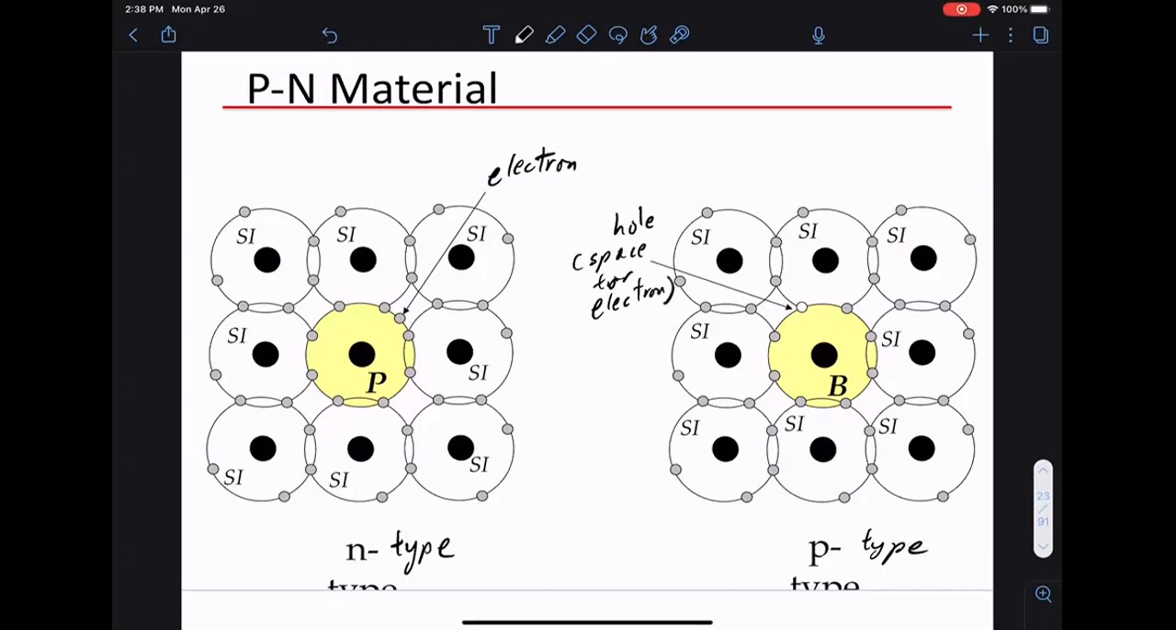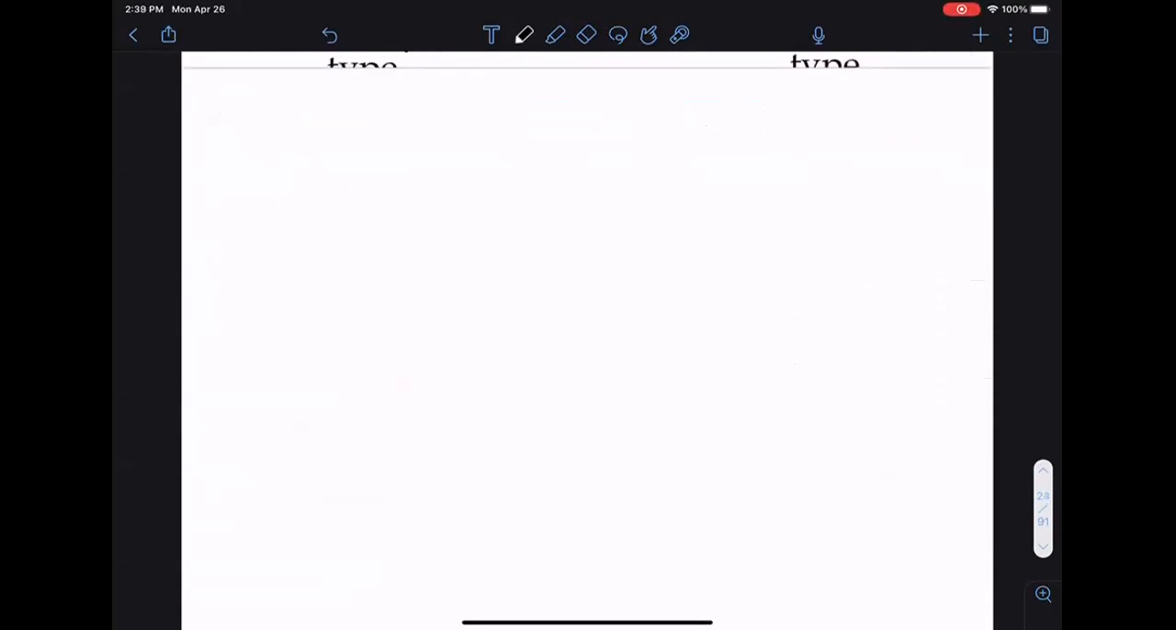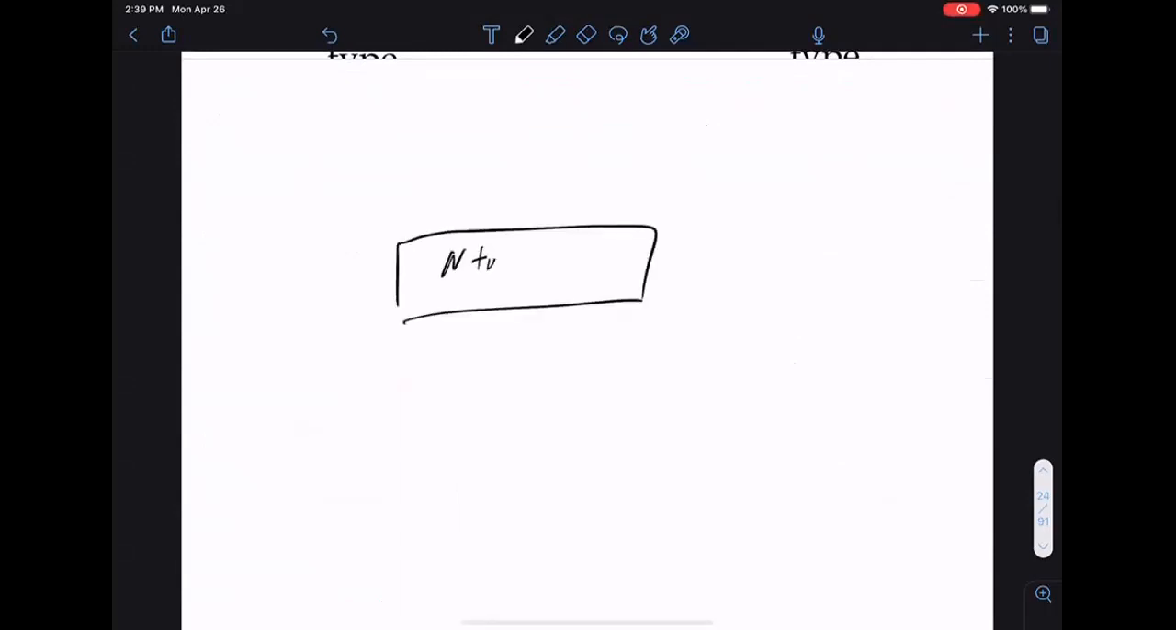So the goal, when you have these two materials together, is to get the electrons to move, and thus create a current. So you put the two together, and then we'll try to create a possible path for current to come out of this. The idea is really simple. You put an n-type on top.